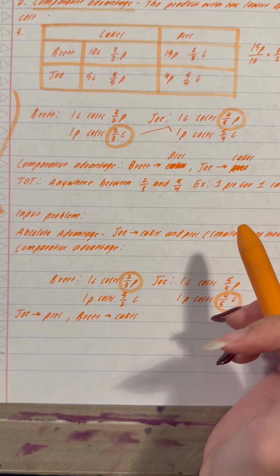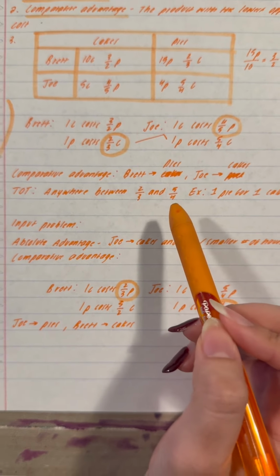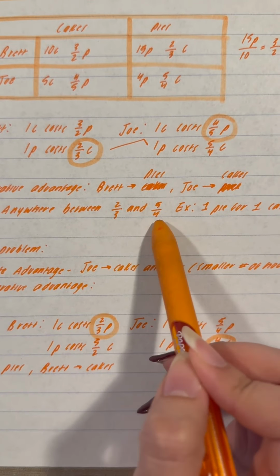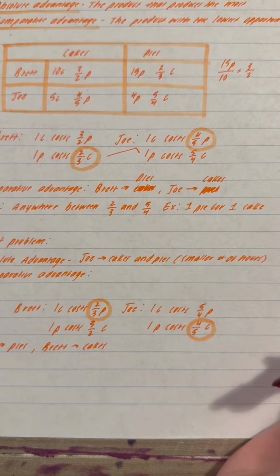For the terms of trade, if Brett made pies and traded for cakes, any acceptable trade would be a number between 2/3 and 5/4. So an example could be one pie for one cake.